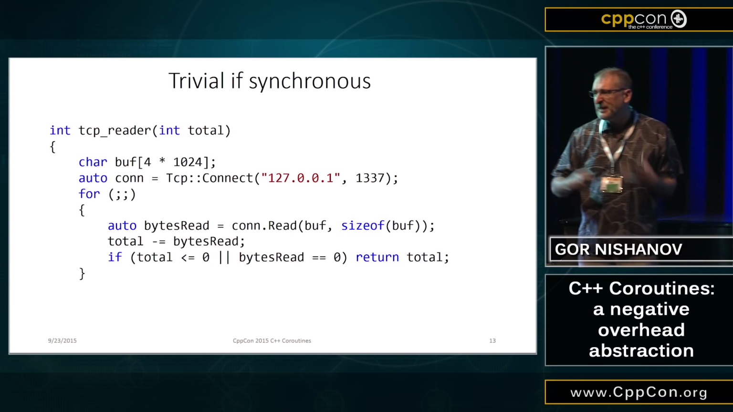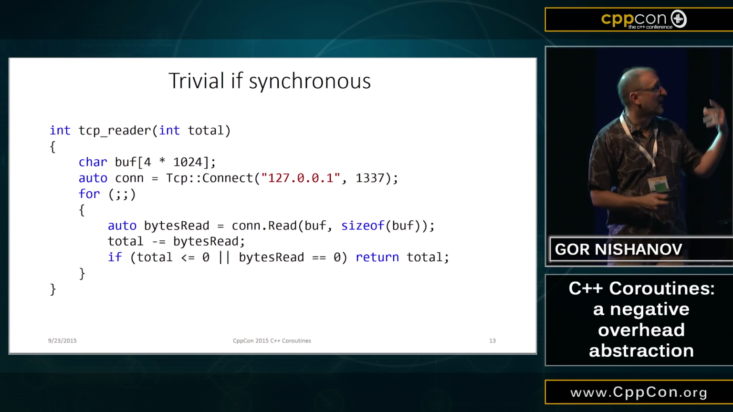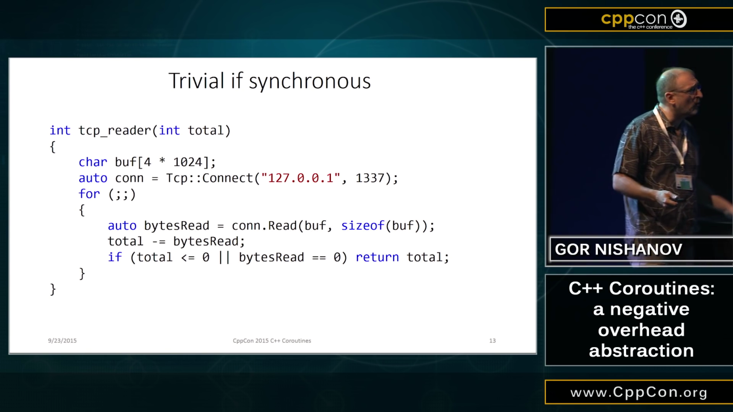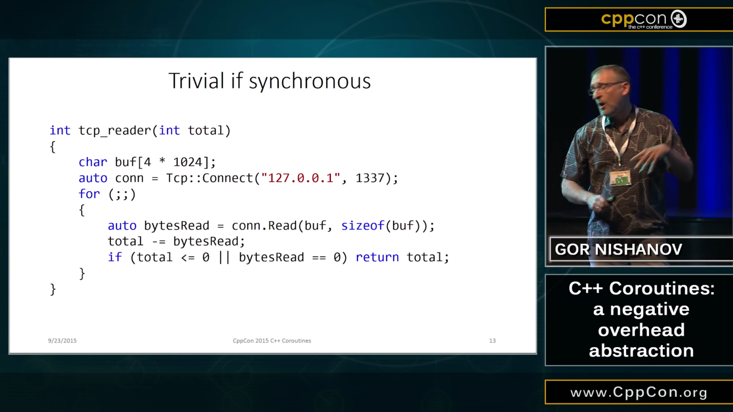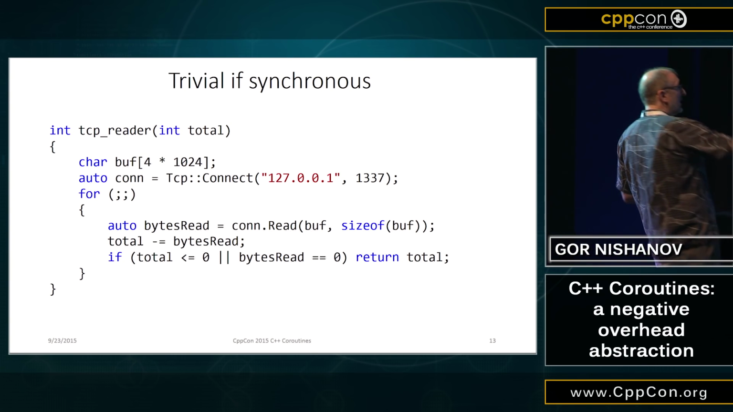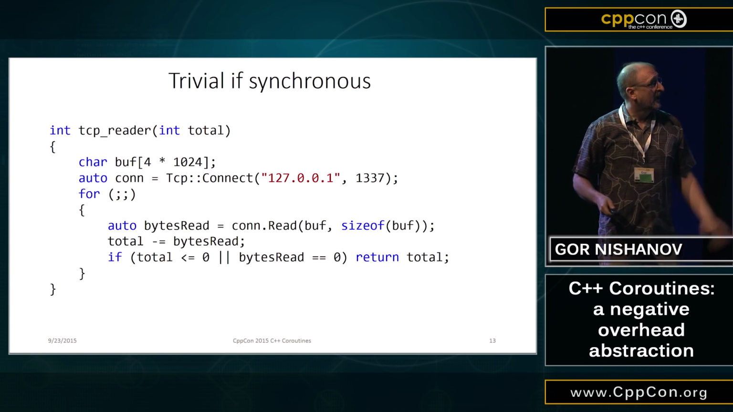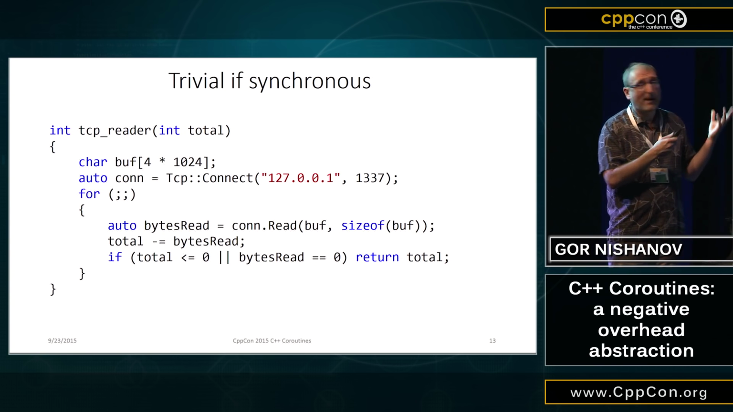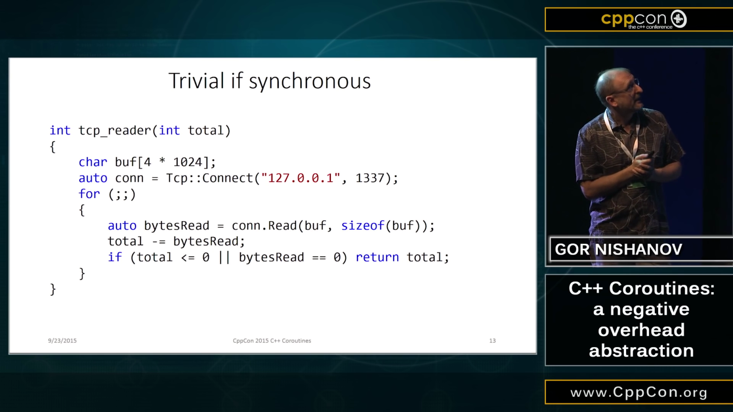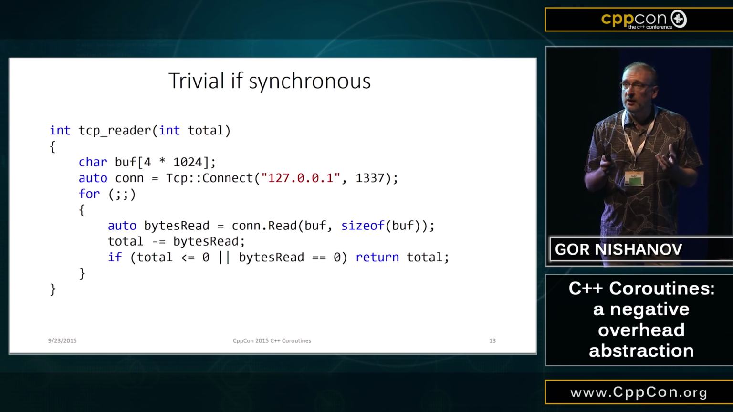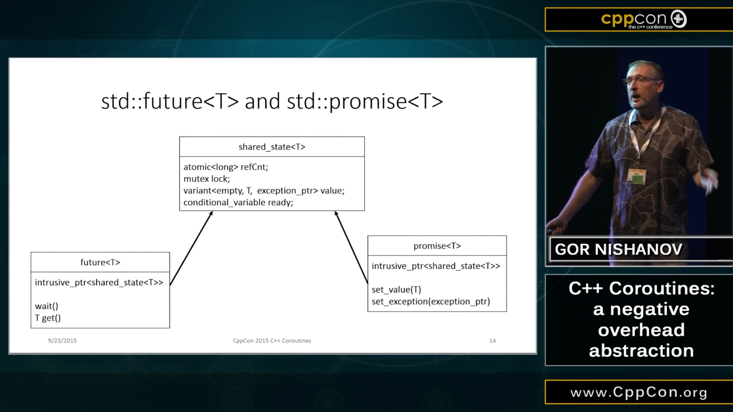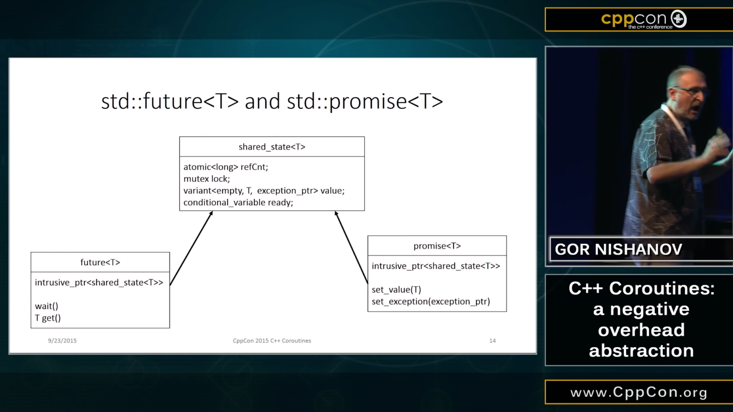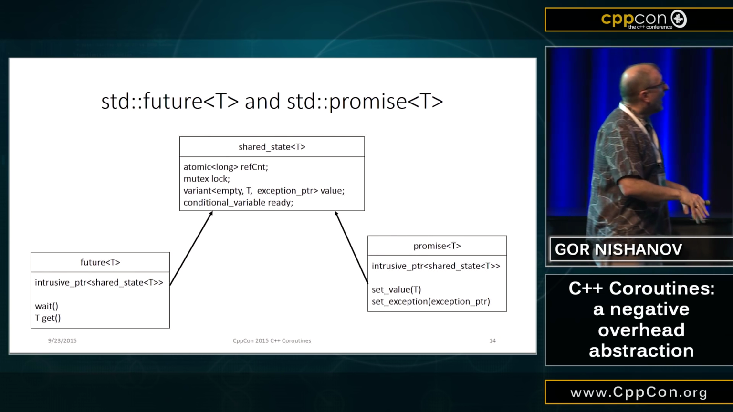I will have some terminating condition. If the number of bytes read is 0, the connection is gracefully closed on the other side, so I have to bail out. Or if I've read enough, I bail out too, and I will tell how much. Okay, it's simple. So how do we write it asynchronously in C++ today? There are two ways, and I will show you two possible ways how we can do it in C++ today.